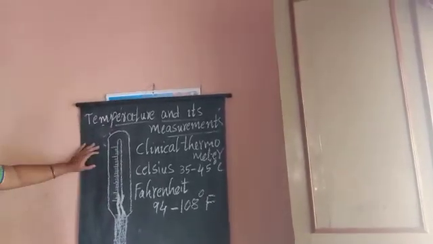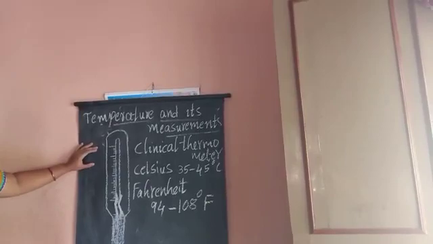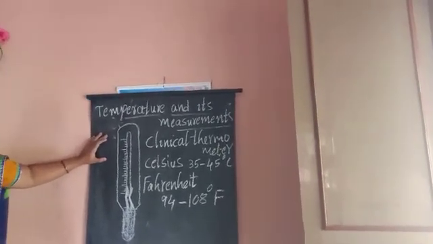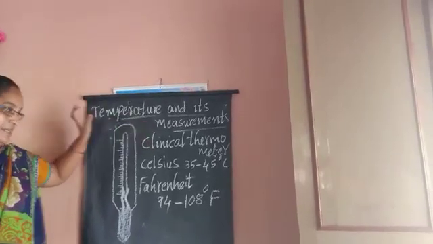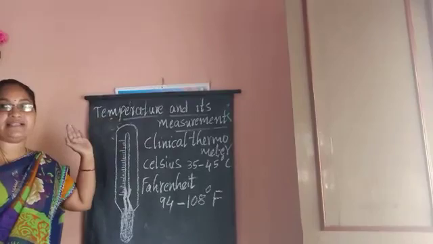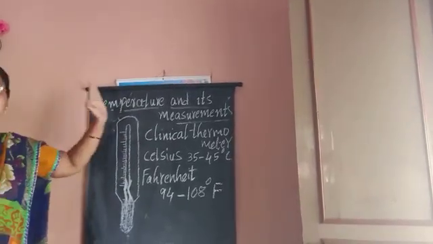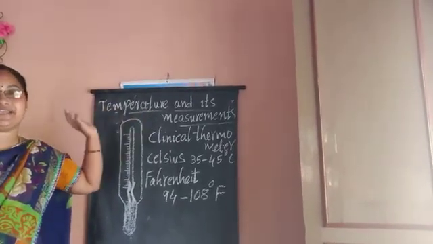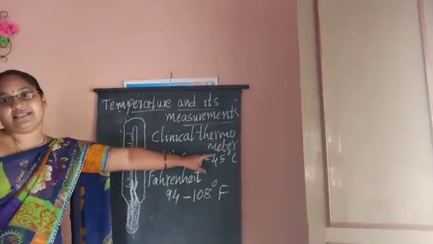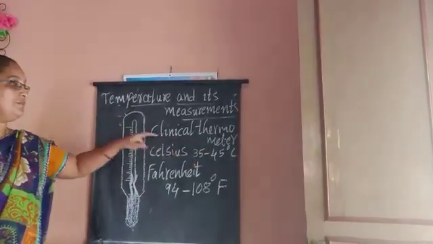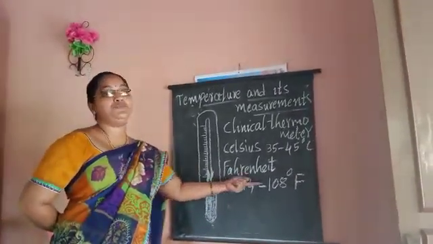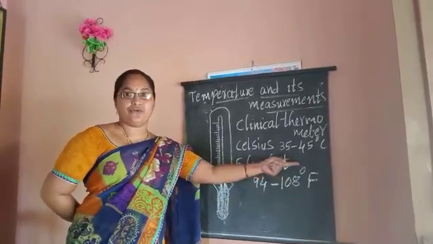Okay, this is about the clinical thermometer. Doctors will check the body temperature of the patients by using the clinical thermometer. We can find two scales on it. One is the Celsius scale and the other one is the Fahrenheit scale. The Celsius scale has readings from 35 to 45 degrees Celsius. The Fahrenheit scale is from 94 to 108 degrees Fahrenheit.